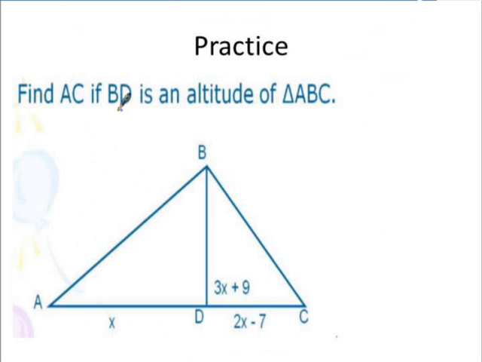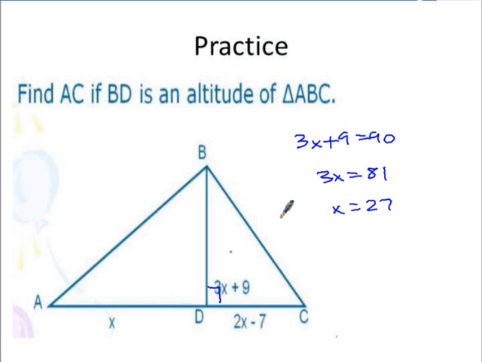So find AC if BD is an altitude. Well, the only thing we can solve for right now, we can't set these equal to each other. The only thing we know is that 3x plus 9 equals 90. So 3x equals 81, so x equals 27.